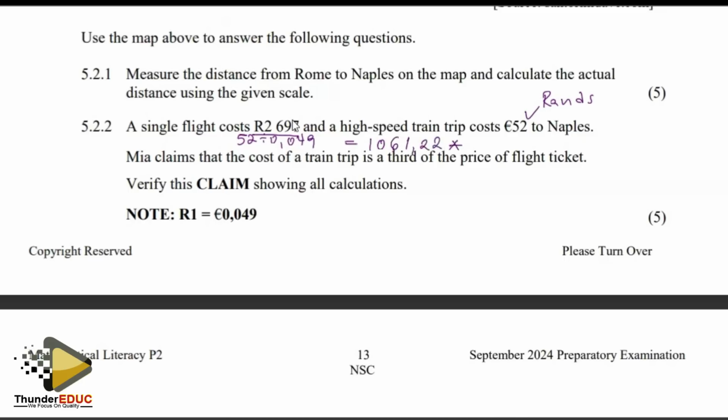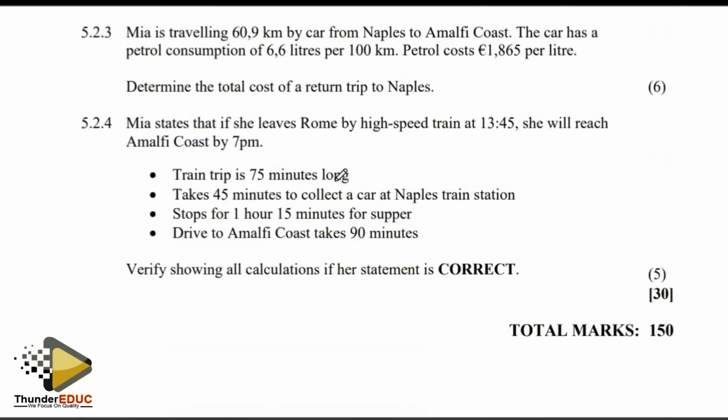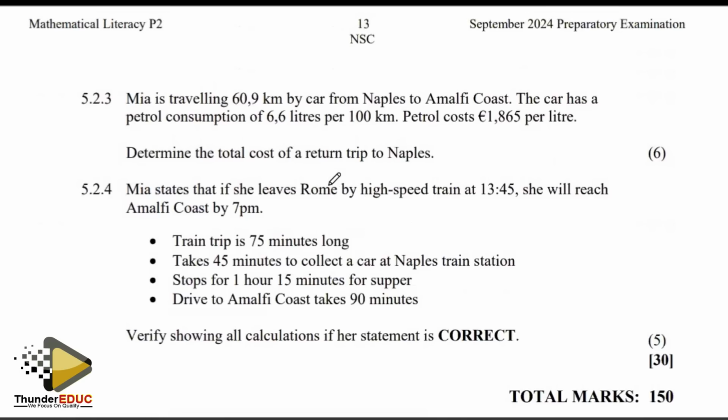So this is the money for the ticket. Then we need to verse it with a third of the money for the flight. So 1 divided by 3 times 1,697. We have the answer as 899. The claim claims that the cost of the train is a third. No, it's not a third. So it's incorrect. Then we come to the other one, 5.2.3.